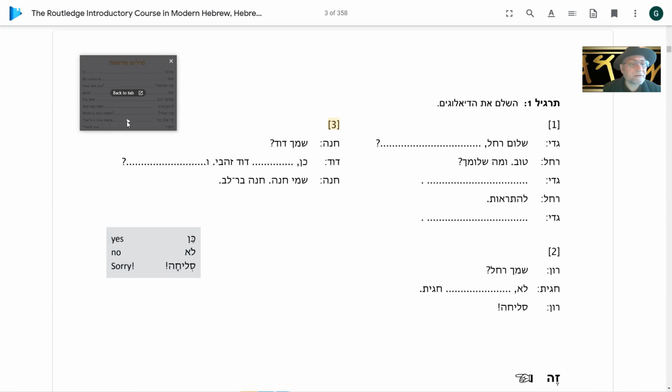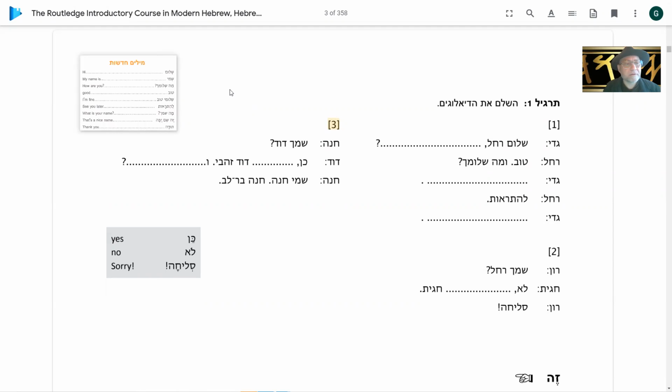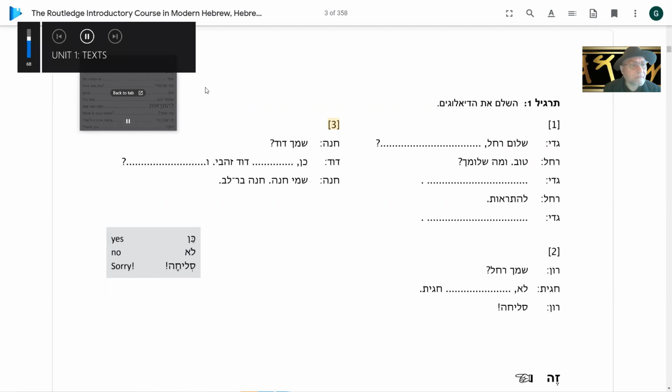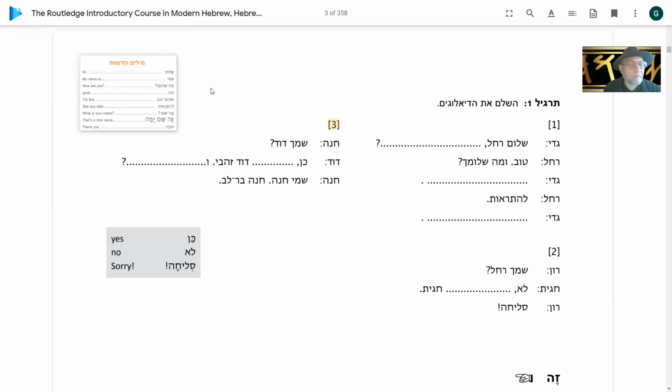And remember, this is מילים חדשות, milim hadashot, new words. שמי, Shmi. מה שלומך? Ma shlomcha. שלומך? טוב. שלומי טוב. להתראות. מה שמך? זה שם יפה. תודה. Okay, so that's just a review of our vocabulary here.